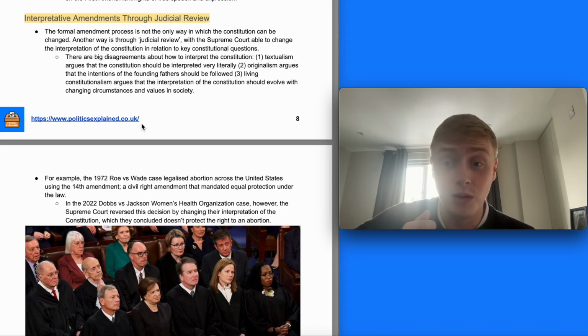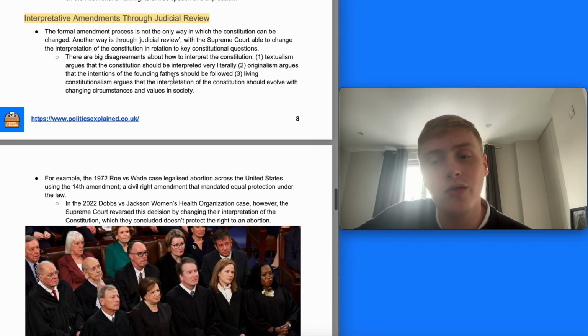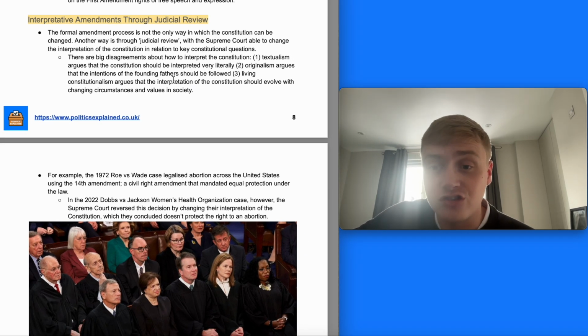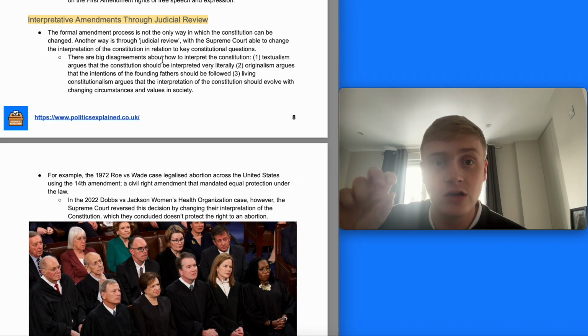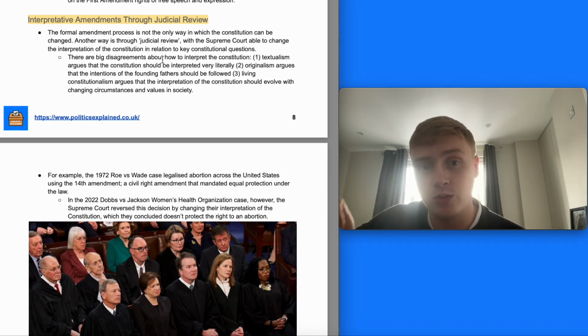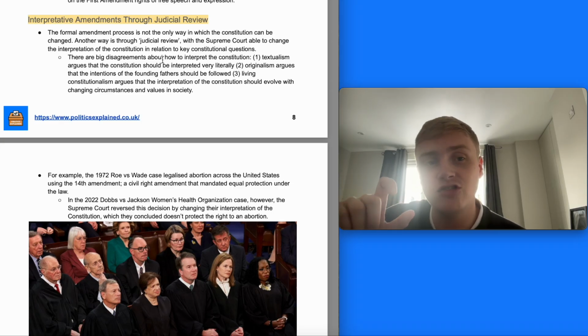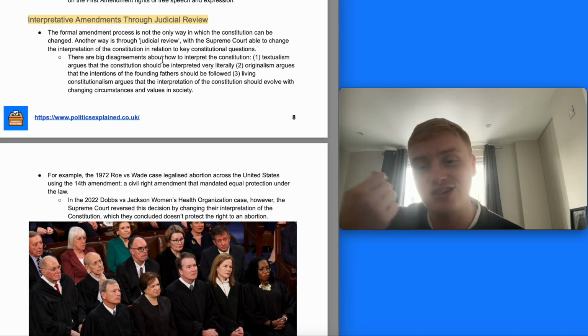Okay, so that's the formal amendment process, and that's the only way that the actual text of the Constitution can change. It's arguably not the only way that how the Constitution is applied can be changed. Instead, there's also what can be called interpretive amendments through judicial review. That's when, through judicial review, Supreme Court judges, and the Supreme Court as a whole, are able to change the interpretation of the Constitution. And when the interpretation of the Constitution is changed, that changes how it's applied.